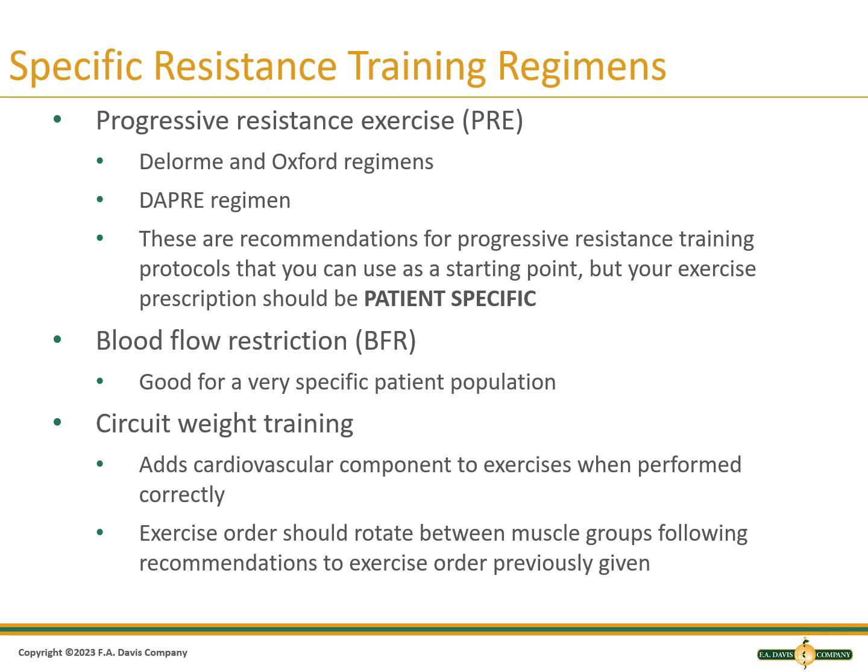The exercise order should rotate between muscle groups, following the recommendations for exercise order previously given, so where we target large muscle groups before small muscle groups, multi-joint muscles before single joint muscles. But alternating between muscle groups allows the patient to have recovery time while they work a different circuit and keep their activity level more continuous so that they can maintain that elevated heart rate for the aerobic carryover.